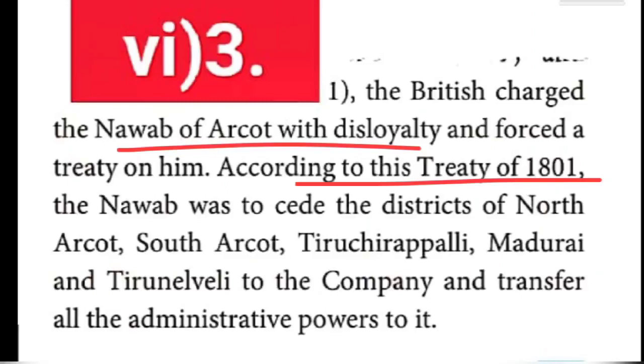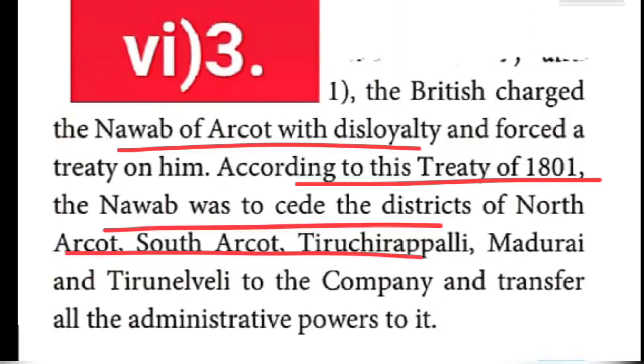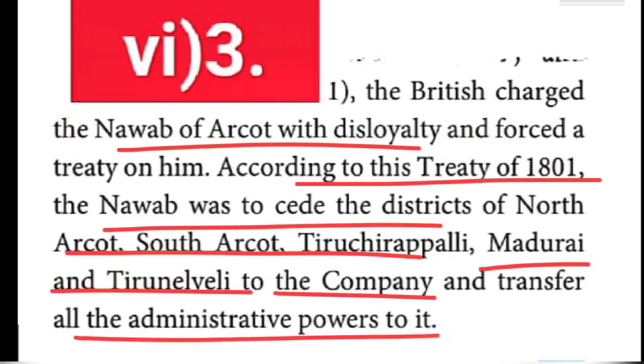Okay, so what are the districts he has to give up to the English people? Yes, North Arcot, South Arcot, Tiruchirappalli, Madurai and Tirunelveli. So these are the areas that the company people got. Company in the sense which company? The British company. The Britishers got it, and moreover they were transferred all the administrative powers to the British.